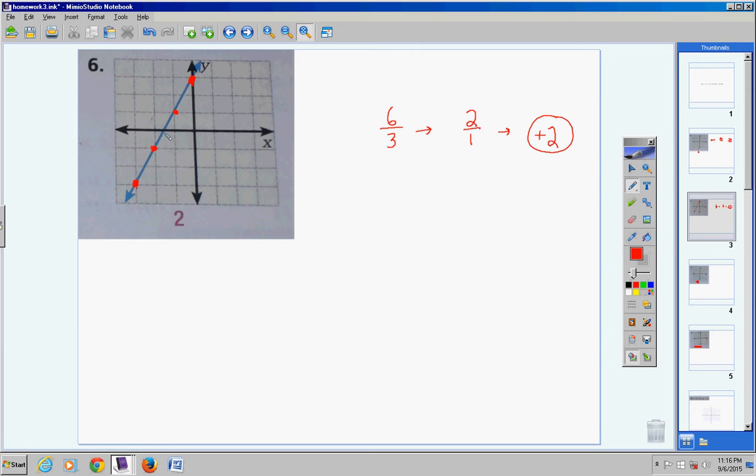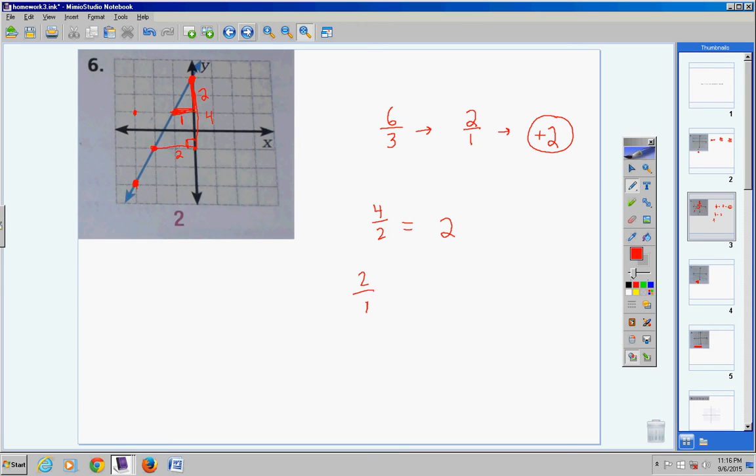Let's say I chose this point here and this point here. Over, straight down, there's your right triangle. If you count your rise, it's 1, 2, 3, 4. If you count your run, it's 1, 2. So your rise over run, 4 over 2, still simplifies down to 2. If you used these 2 points here, you would have a rise of 2 and a run of 1, which is 2 over 1. It does not matter which points you use, as long as they lie on the line and go through a crosshair.